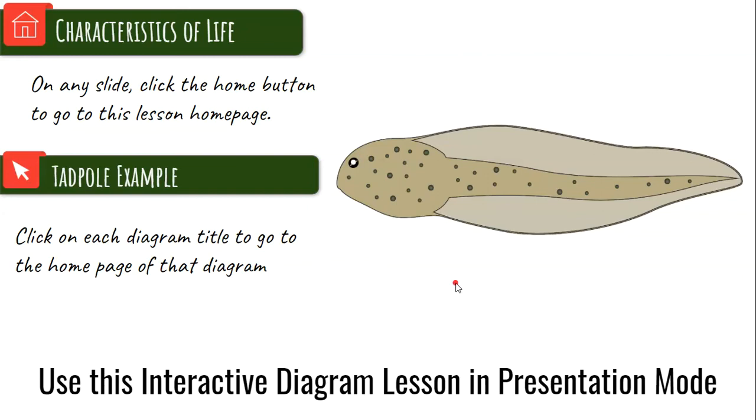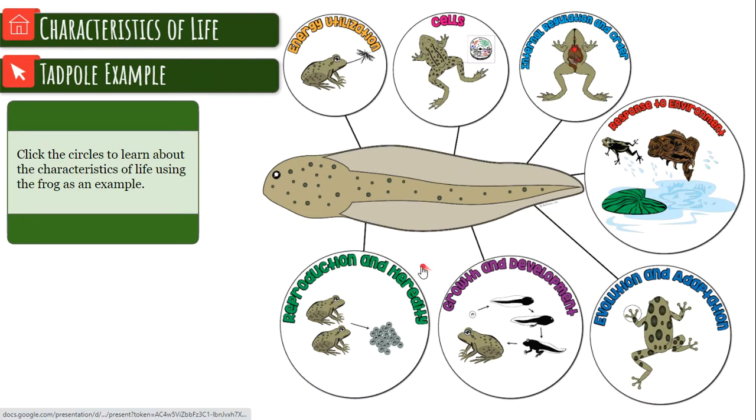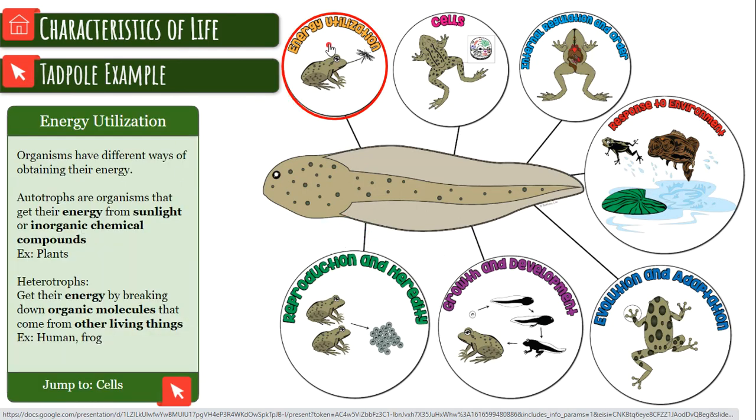Hey there. So in this video, we are going to fill in our characteristics of life notes, which is packet pages 167 and 168. So we're going to talk about seven different characteristics that all living organisms have. So let's start with energy utilization.